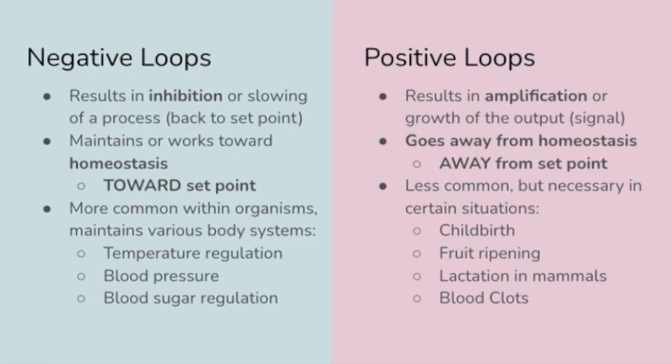Now, negative feedback loops, like I said, will work to maintain homeostasis and go back toward a set point. Positive feedback loops are generally going away from a set point, and they're working against what the normal system would normally be. This isn't a bad thing, but generally it's not normal. Negative feedback loops are more common within organisms and they maintain various body systems. Our temperature regulation, our blood pressure regulation, our blood sugar regulation are all examples of how negative feedback loops help us maintain our internal environments.